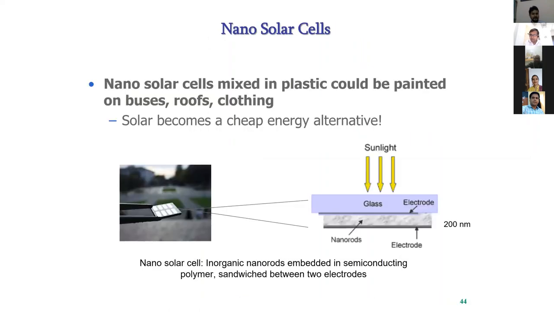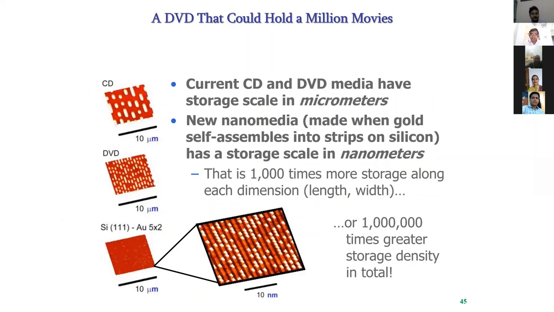You have a new technique called nanosolar cells, where you coat your roof and everything with nanosolar cells and then harvest the solar energy. So it's energy everywhere from the sun, right? You can have a DVD that will hold millions of movies, not one or two, by using the concept of nanoparticles.